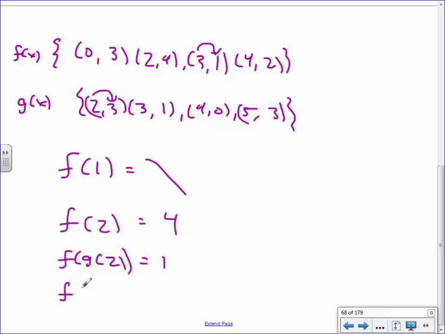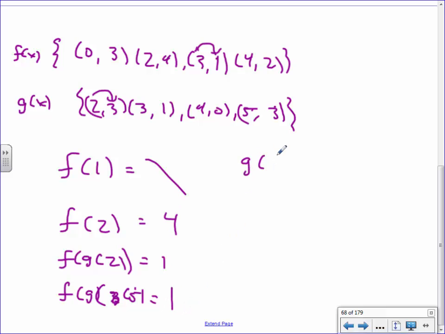Let's try another one. Let's do f of g of, no, it's not going to work, of 5. F of g of 5. So start with the 5. Put the 5 into the g equation. 5 gave 3. And then this 3 here gives 1.